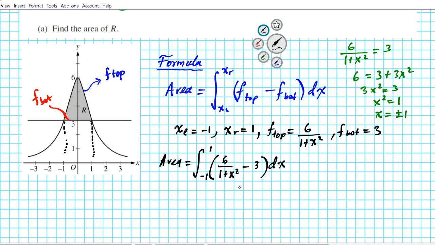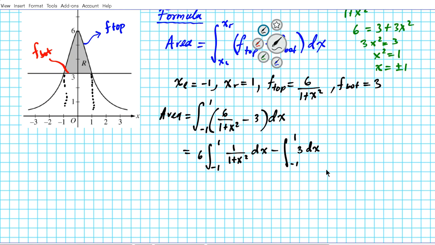Okay, now we're going to do term by term integration. We'll integrate this part first, and then we'll integrate this part next. So for the first one, we can factor out the 6. So we have 6 times the integral from -1 to 1 of 1 over 1 plus x squared dx minus the integral from -1 to 1 of 3 dx.